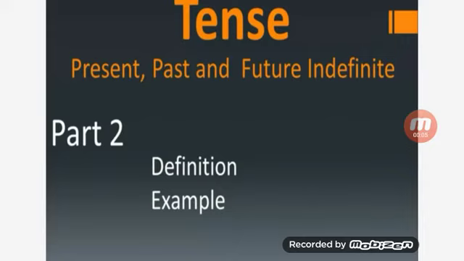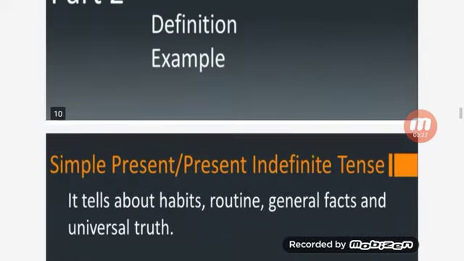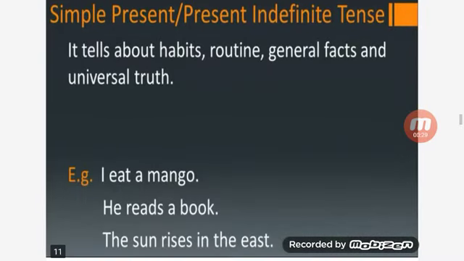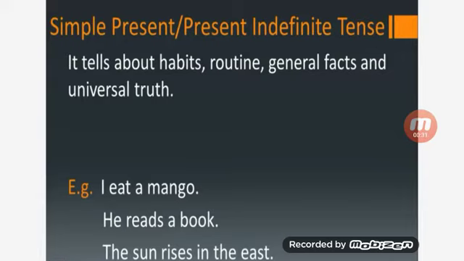In part 1 of tense, we have learned about tense, its types and examples. So today in part 2, we will learn about present, past and future indefinite tense, their definition and examples. So shall we start? First is simple present or present indefinite tense.